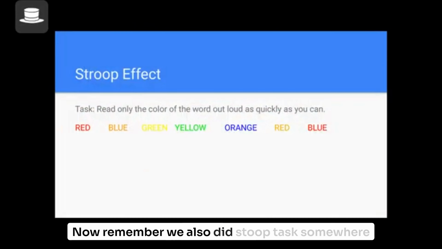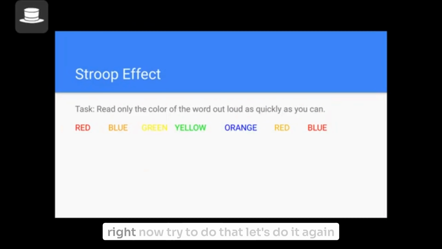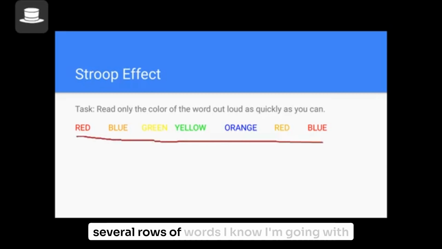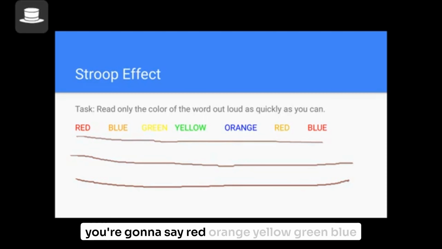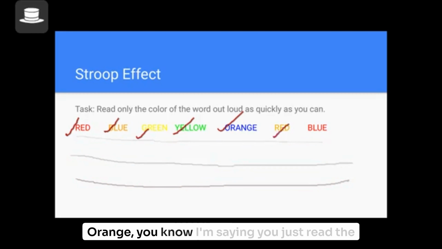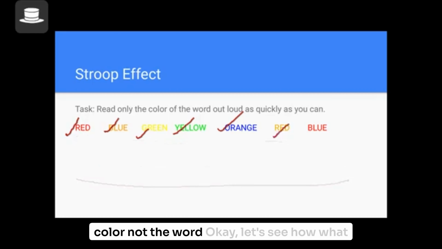Now, remember, we also did the Stroop task somewhere, right? Let's do it again. Read only the color of the word out loud as quickly as you can. You'll be presented with several rows of words. I'm going with rows now. We did columns, I guess, last time. Just read the colors. So you're going to say red, orange, yellow, green, blue, red, orange. You just read the color, not the word. Okay, let's see what you do.